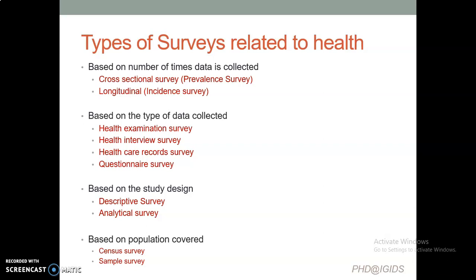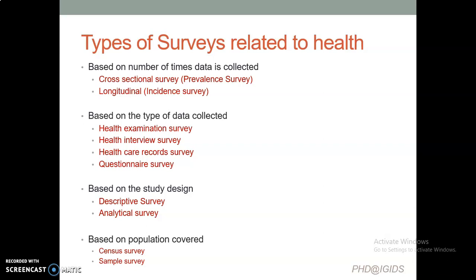And the fourth is based on population covered. If you are covering the entire population, it is called a census. You must be familiar with the term census. The government of India conducts a census to collect vital statistics once in 10 years. So the last census was in the year 2011, and every 10 years the census is conducted by the government of India, and that includes each and every individual in the country.